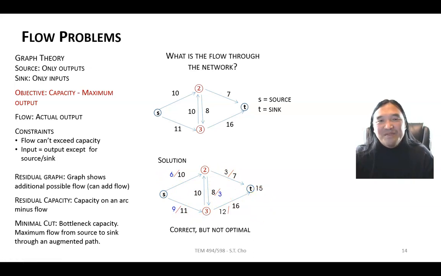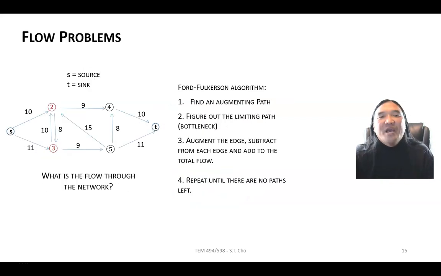But is it optimal? No, because look at all this residual capacity I have all over the place. Now, in real systems, do you have residual capacity? Yeah, you do. And you have to have residual capacity. It's called slack. And it's because things go wrong. Systems aren't perfect.